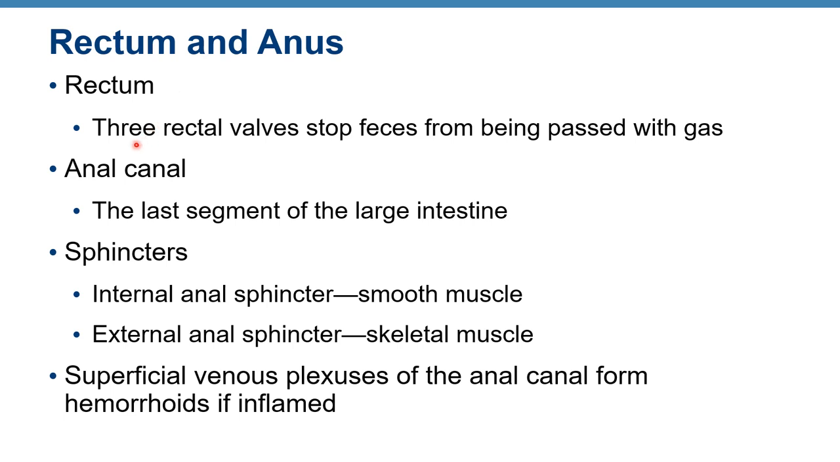So the rectum has three rectal valves that stop feces from being passed with the gas. Rectum means straight, so that's a straight part of the large intestine. The anal canal is the last segment of the large intestine. In the anal canal, we have sphincters. And sphincters are circular muscles that can open and close the lumen of this anal canal. So the internal anal sphincter is made of smooth muscle, and that means it is involuntary. The external anal sphincter is made of skeletal muscle, which means you can control it, so you can relax or constrict the skeletal muscles.